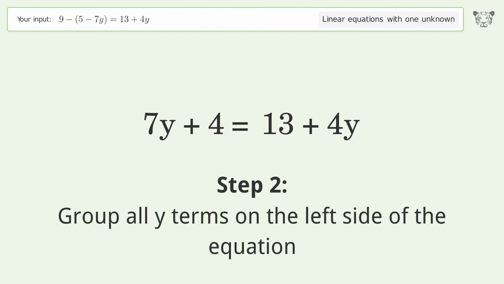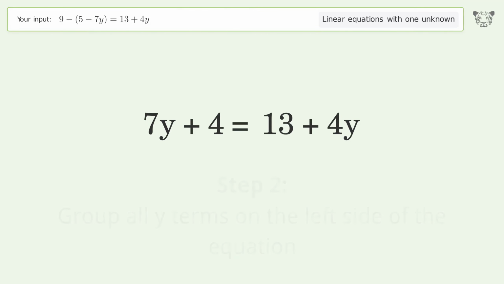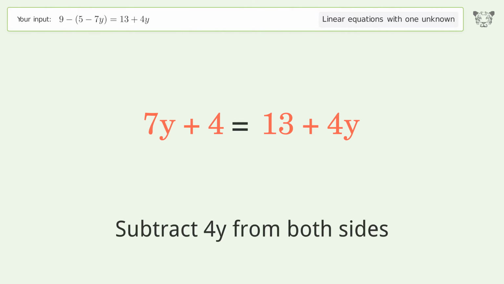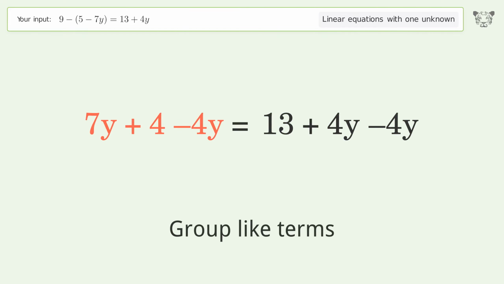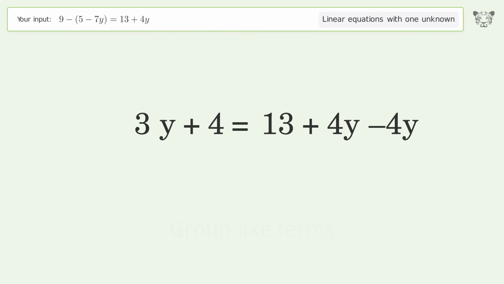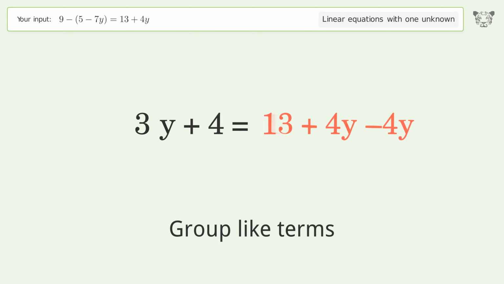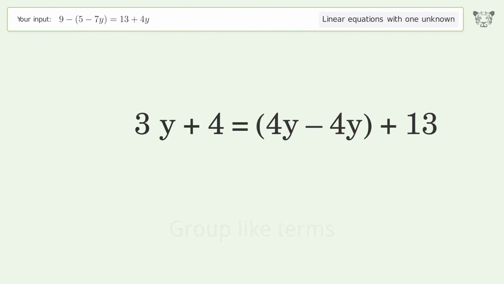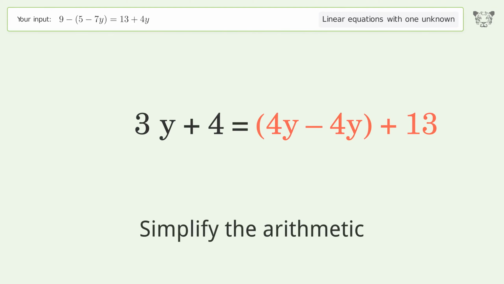Group all y terms on the left side of the equation. Subtract 4y from both sides. Group like terms. Simplify the arithmetic. Group like terms. Simplify the arithmetic.